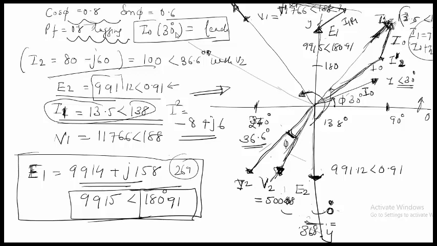Then I found out my E1, which was equal to 9915, and it was close to 180 degrees. So 180 degrees from here is my E1. And then I found out my V1 was 1176, and this made an angle of 188 degrees. So 188 degrees from here, this is where my V1 will be.